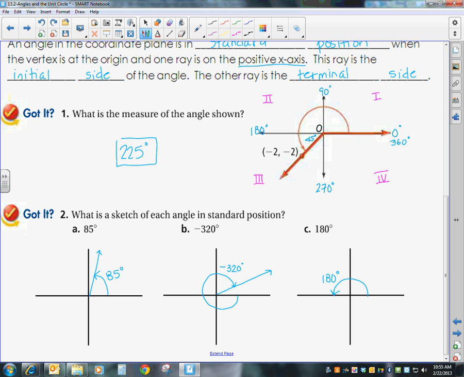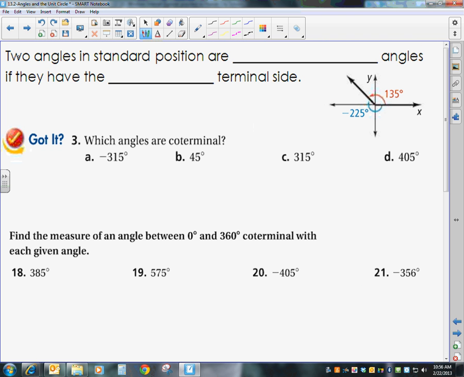Okay, the next thing about angles that we need to talk about is when we have two angles in standard position, they are coterminal angles if they have the same terminal side. So notice here that if I go from the initial 0 degrees all the way to this terminal side, then I'm at 135 degrees.